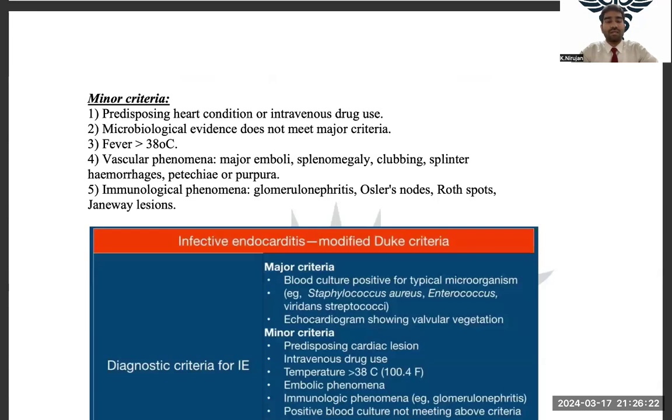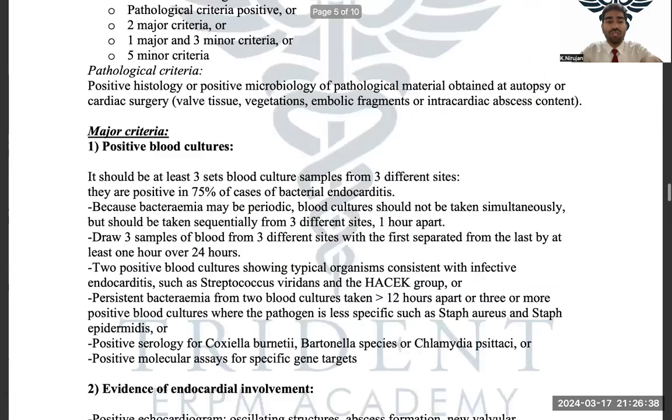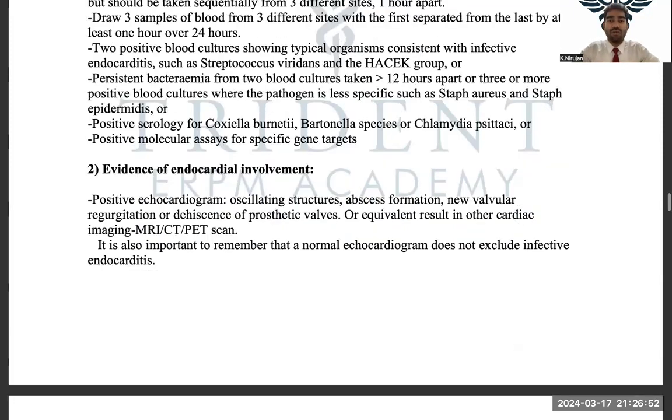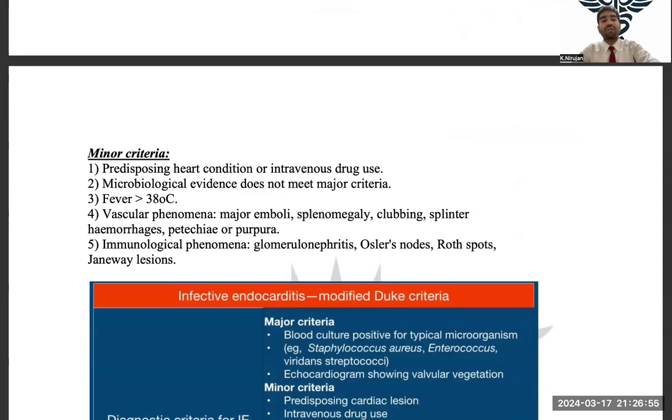And the minor criteria, predisposing heart condition. So if you have a rheumatic heart condition, or if you are an intravenous drug user, you get 1 point. Or microbiological evidence that doesn't meet the major criteria. What is that? I told you one of the blood culture criteria was 2 out of 3 cultures should be positive for a typical organism. So if you grow, for example, Pseudomonas in 2 cultures, can you take it as positive? No. According to this criteria, Pseudomonas being grown in the culture cannot be taken as positive. So that would get 1 point under the minor criteria.